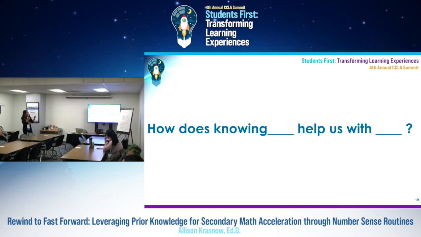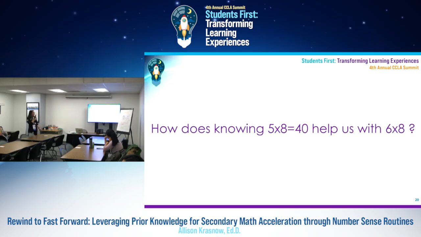So the structure is: how does knowing blank help us with blank? Okay, so if I tell you 5 times 8 equals 40, how does that help us know what 6 times 8 is? I'll give you a second just to think how you would approach that.